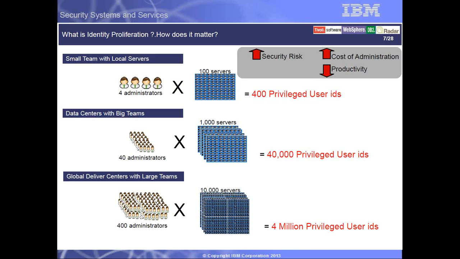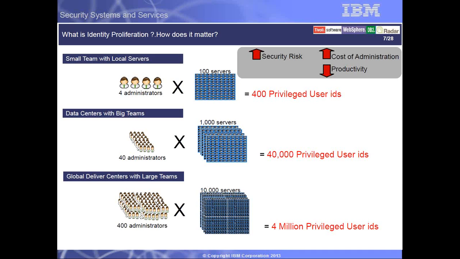Okay, now let's talk about identity proliferation. We have been using this term for a while now. So basically, let's take a scenario here. You have a small team with few servers. You have 4 administrators, 100 servers, each one having an ID on each of the servers, 400 privileged user IDs. That's still okay. Now the problem begins when you start adding more people, more servers.